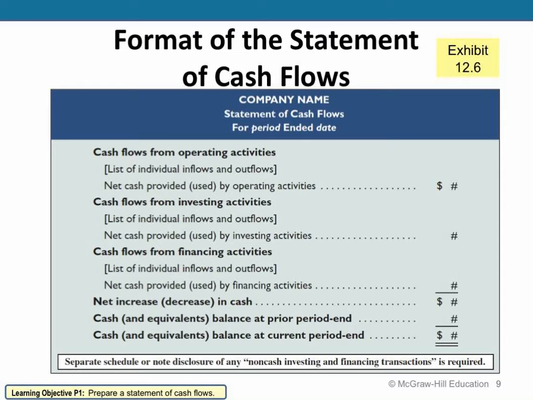We're going to break those activities into those three distinguished activities: operating, investing, and financing, and determine what the cash inflows or the cash outflows from each of those activities are. And then we're going to sum them to get a net increase or decrease in the cash situation. And this would take us from the prior period end to the current period end. And we're going to list both of those as well.